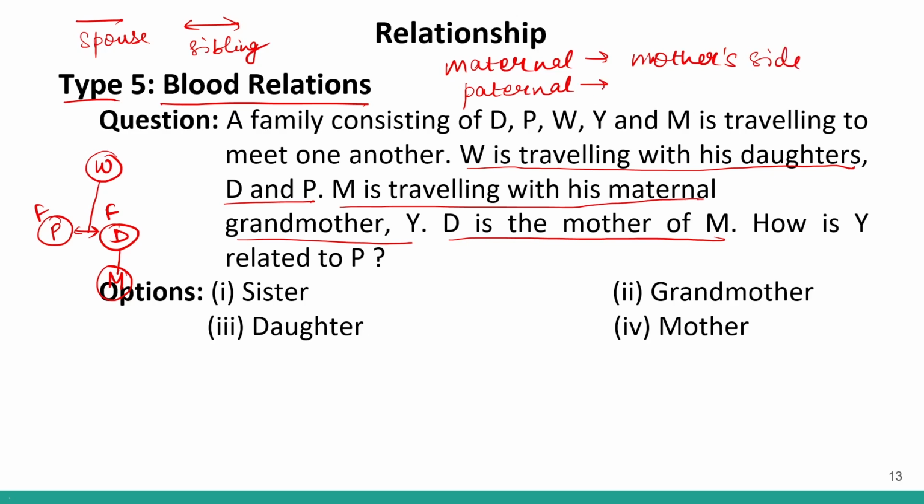And what do you mean by paternal? Paternal means father's side. So, paternal grandfather means father's father. So, M is traveling with his maternal grandmother, so, mother's mother Y. So, Y would be female and she would be the spouse of W, who would be male. Correct? So, this is the family tree that we will get. We have to find out how is Y related to P. How is Y related to P? Now, Y I can see is the mother of P. So, Y would be the mother of P, that is option number 4. Option number 4 would be the correct answer.